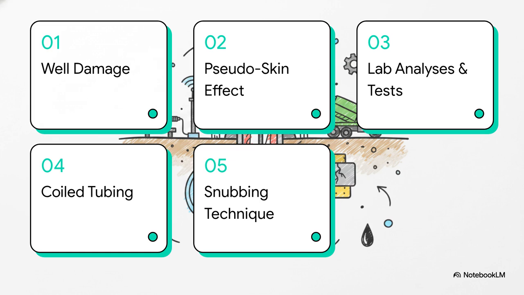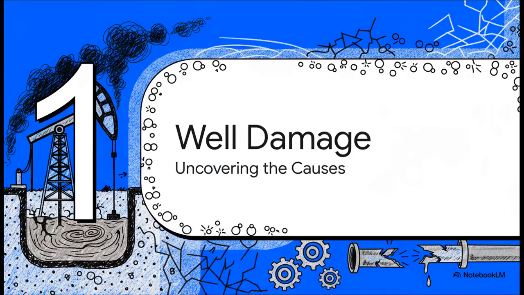To cure our patient, we're going to follow a strict protocol today. 1. Identify the well damage. 2. Decode the pseudoskin effect. 3. Run lab analyses and tests. 4. Perform a coiled tubing intervention. And 5. Deploy the heavy-duty snubbing technique. All right, let's start with Chapter 1, well damage.